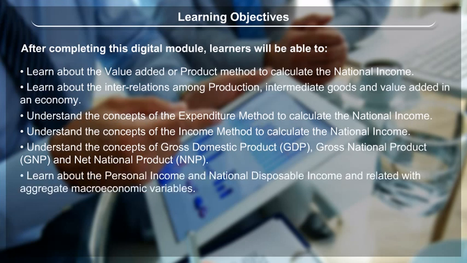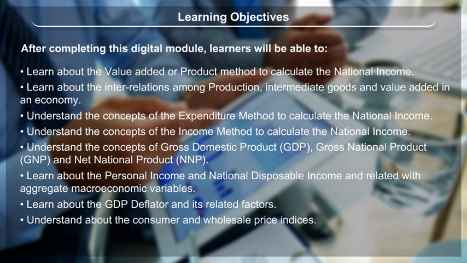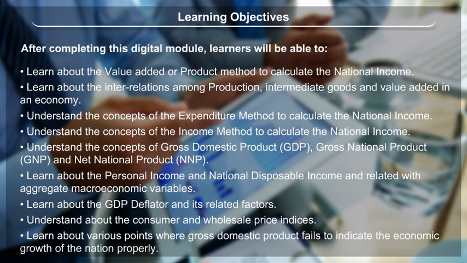Learn about personal income and national disposable income and their relation with aggregate macroeconomic variables. Learn about the GDP deflator and its related factors. Understand the consumer and wholesale price indices. Learn about various points where gross domestic product fails to indicate the economic growth of the nation properly.